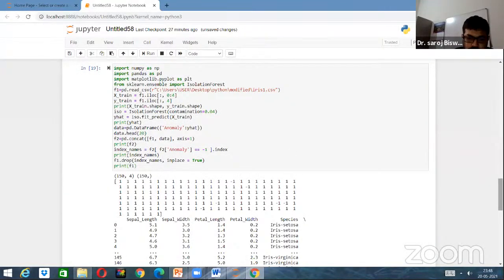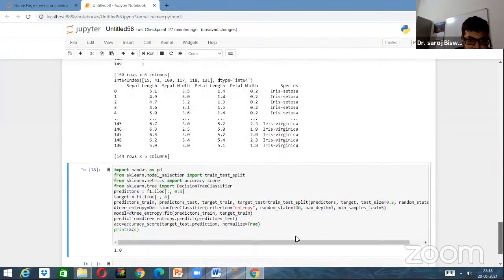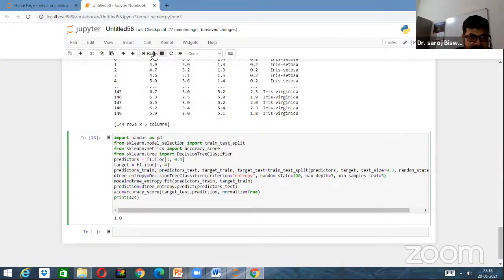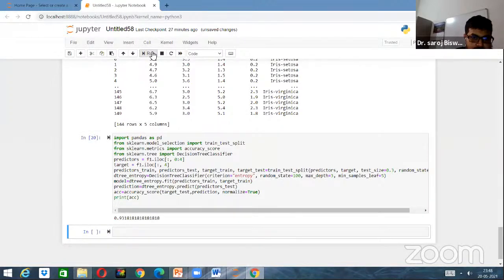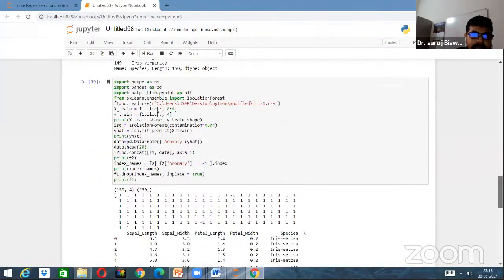If it is 4%, then how many are discarded? 6. And now let's look at the accuracy. It's 93%. Accuracy has dropped now, 0.9318. So try to understand the crucial role the contamination rate plays in how much accuracy you are going to get from the classifier. It mostly depends on the contamination rate. So now the question is, how much should the contamination rate be?